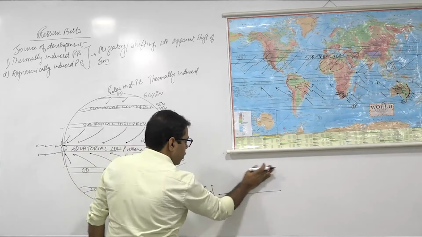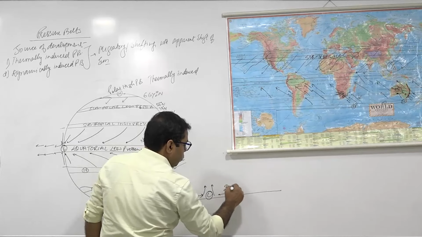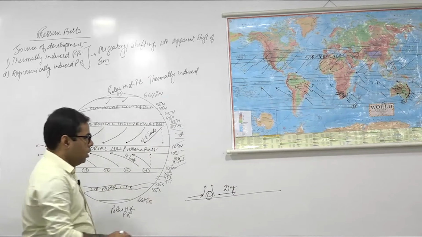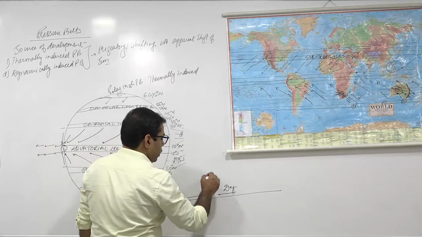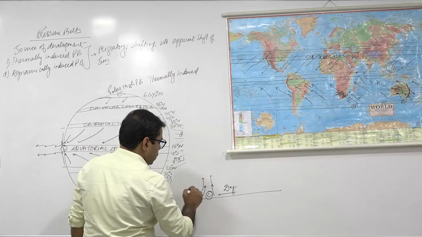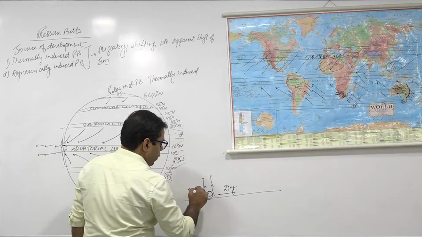Let's take the dry one first. If the wind is dry, no moisture is there, right? So they will be rising. The temperature of the air is high, about 45 degrees Celsius.